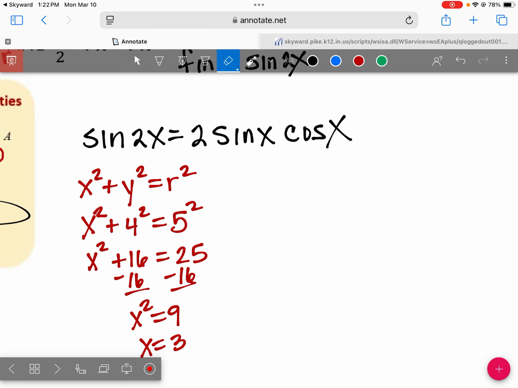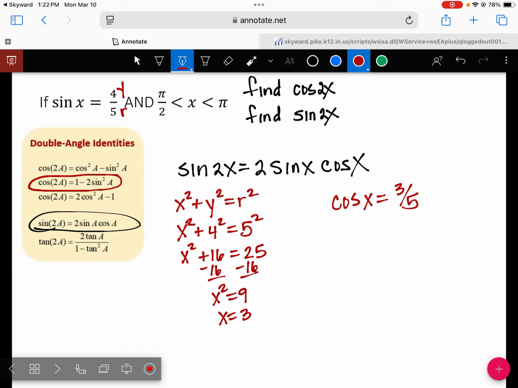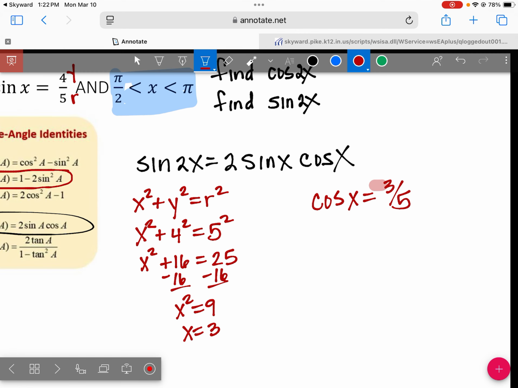We're not finished because they gave us a quadrant. So let's go back to the beginning. Right here. Show me with your fingers what quadrant you think we're in. Pi over 2 to pi. Is cosine positive or negative over there? In quadrant 2, is cosine positive or negative? So we have to make this a negative 3/5. So the cosine of x is negative 3/5.